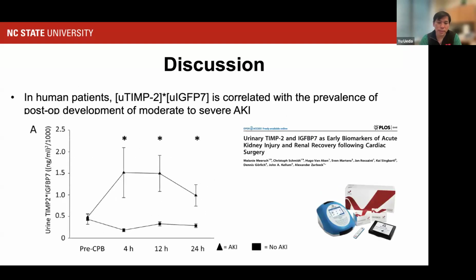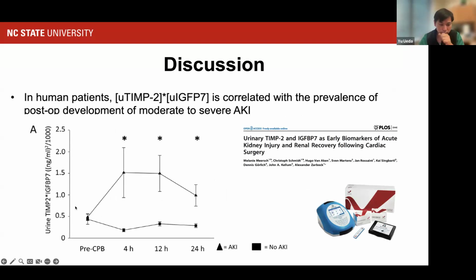And in human patients, these stress markers, especially the product of these two markers, are used to identify patients with a high risk of developing moderate to severe AKI after surgeries. This is one of the studies looking at these stress markers as early biomarkers of acute kidney injury and renal recovery after cardiac surgeries.